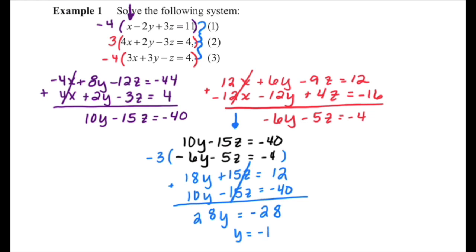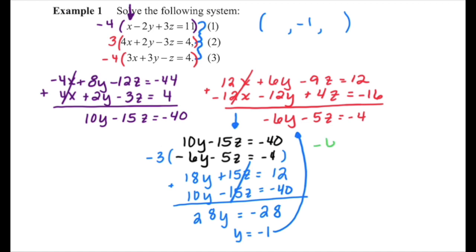So when I'm thinking about my solution then, my ordered triple, I know that my y value is -1. I still need to find x and z. What I can do then is substitute this y value into any one of the equations. Let's just choose this one since it's close. And notice then I'll be able to solve for z.